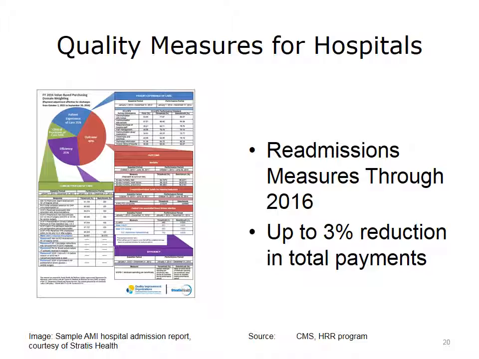While this may seem like an obvious quality measure, it's important to remember that under fee-for-service, healthcare providers were paid whether or not the patient got well. In 2016, CMS intends to measure 30-day readmission numbers for patients admitted to the hospital for heart attacks, pneumonia, COPD, and hip replacements, which will result in up to a 3% reduction in total payments.